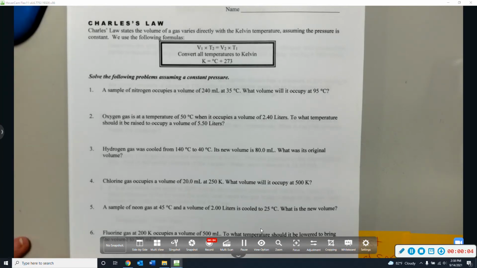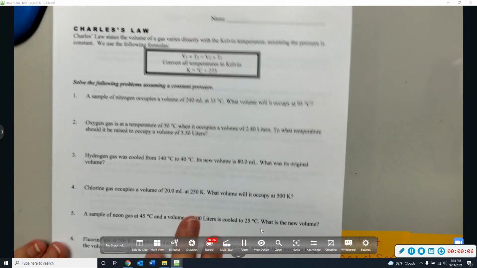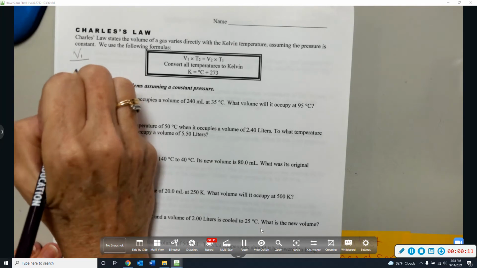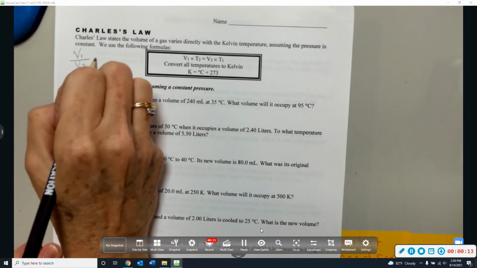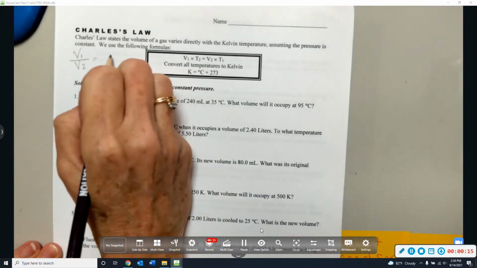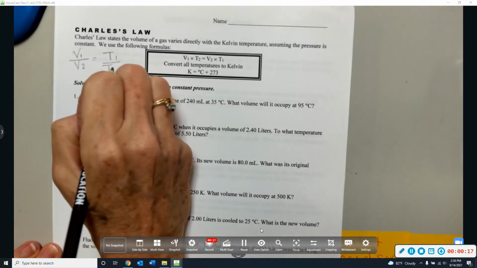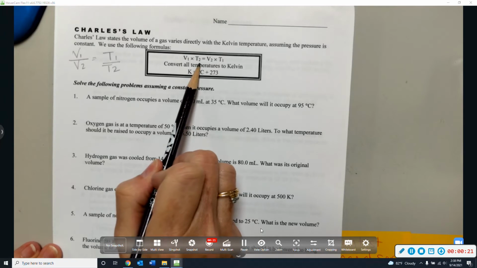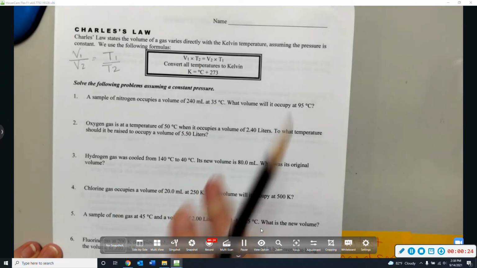All right, let's work out a Charles's law problem. When you see Charles's law, usually it looks like this: V1 over V2 equals T1 over T2, okay? But I've rearranged the formula here because y'all are terrible at cross multiplying.